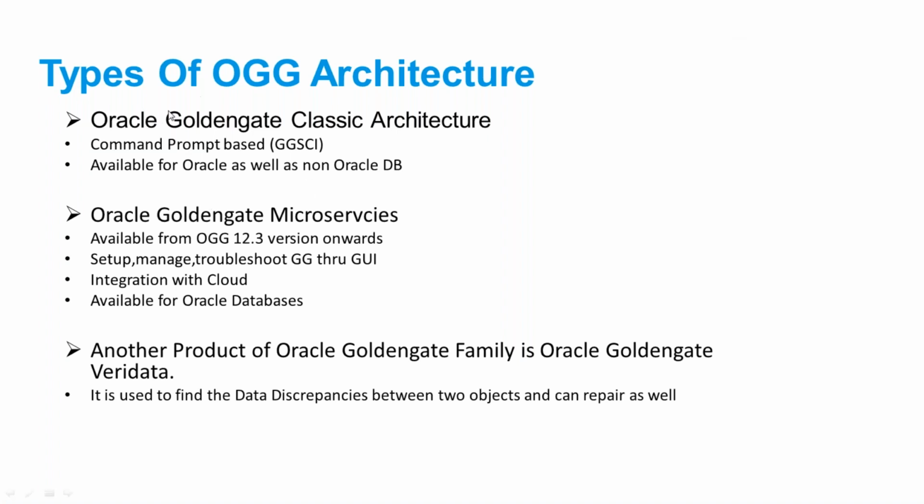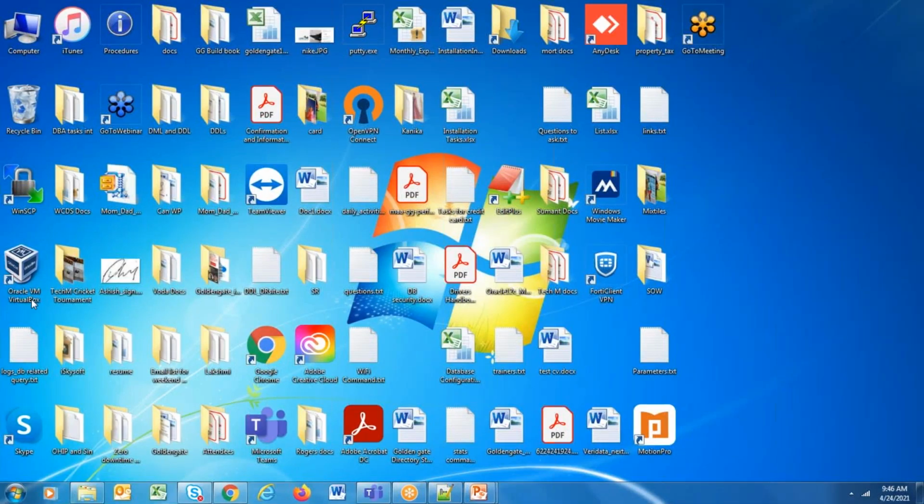So that GGSCI, prior to 2017, we used to call it Oracle Golden Gate. From 2017, Oracle renamed it to Oracle Golden Gate Classic Architecture. Oracle Golden Gate Classic Architecture allows you to set up, manage, troubleshoot, and configure Golden Gate through the command prompt, that is GGSCI.